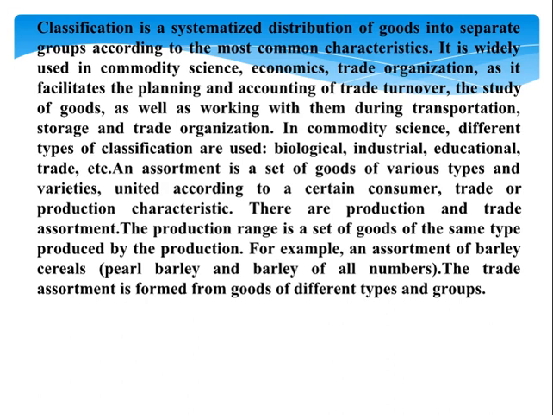An assortment is a set of goods of various types and varieties, united according to a certain consumer, trade, or production characteristic. There are production and trade assortment. The production range is a set of goods of the same type produced by the production. For example, an assortment of barley cereals, pearl barley, and barley of all numbers. The trade assortment is formed from goods of different types and groups.